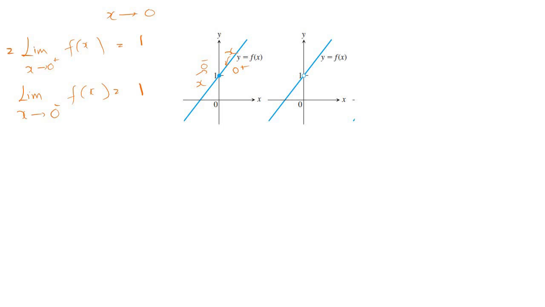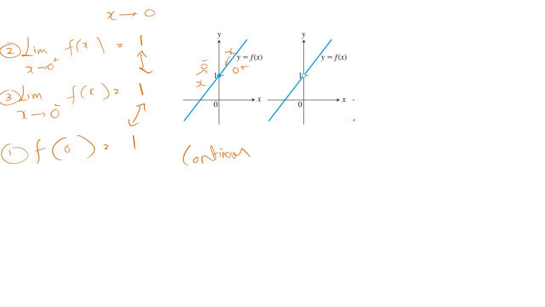This is the second condition, and this is the third condition, and the first condition is f(0) is equal to 1. So f(0) is equal to 1, and this is equal to 1 as well as this is equal to 1. So this is continuous.